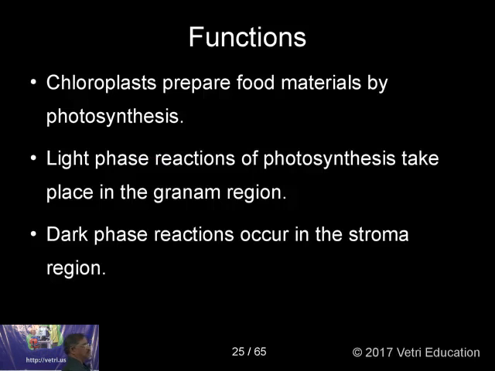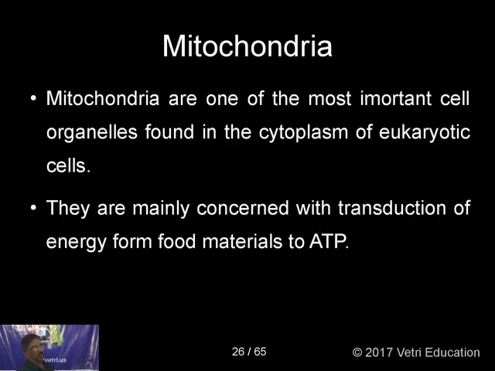In the light phase of photosynthesis, they use light energy and prepare ATP and NADPH2, and oxygen is released in the first phase, the light reaction. So, just using sunlight and water, they prepare energy and release oxygen. In the second phase, they utilize carbon dioxide, reducing it with the help of ATP and NADPH2 formed in the light reaction and converting it into sugars. So, dark phase reactions occur in the stroma region. That is about the chloroplast.